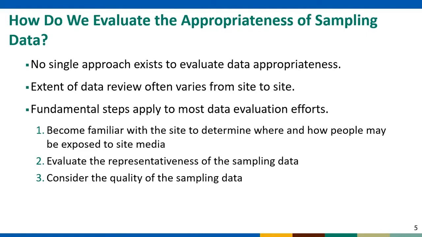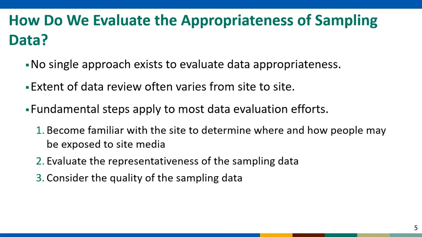Second, data representativeness refers to the degree the data are sufficient to identify the concentrations and locations of contaminants that are available for potentially exposed populations to interact with. Data representativeness also refers to how well the data characterize the time period when exposures occurred for a specific pathway. And this could be important, especially for the air pathway. And third, consider the quality of the sampling data.